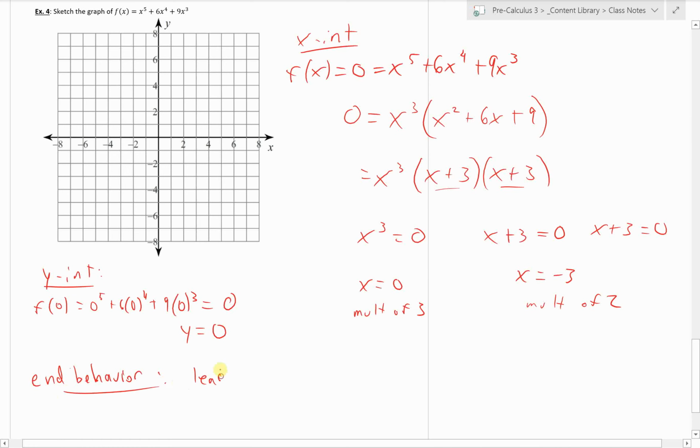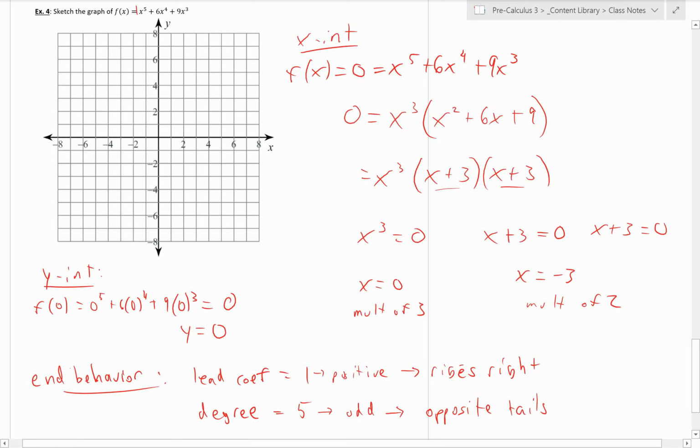For the end behavior, we just want to know what the leading coefficient is and what the degree is. The leading coefficient is 1. It's 1 in a lot of cases. What's important about it is that it's positive. And a positive leading coefficient means the function rises to the right. The degree is 5. What's important about the degree is that it's odd, and an odd degree means we have opposite tails. Okay, now we're ready to graph.